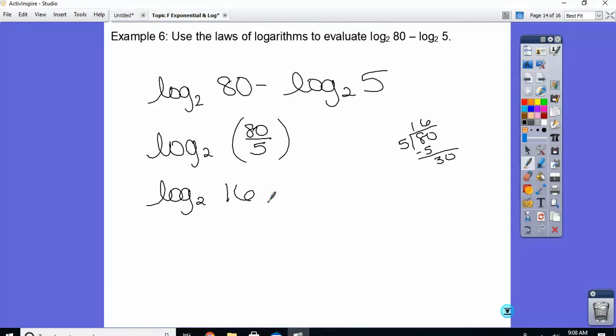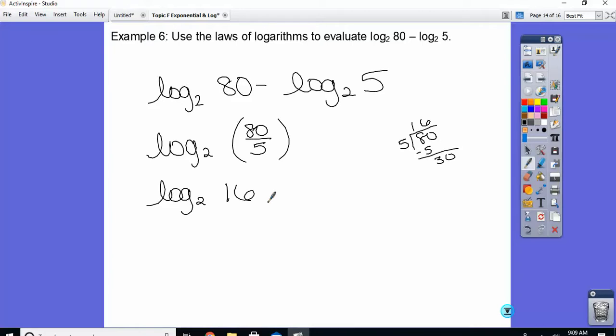You might be able to just look at this if you understand what a log is telling you. A log is like an exponent. When I say log base 2 of 16, I'm asking you, 2 to what power equals 16? 4. So your answer is 4.